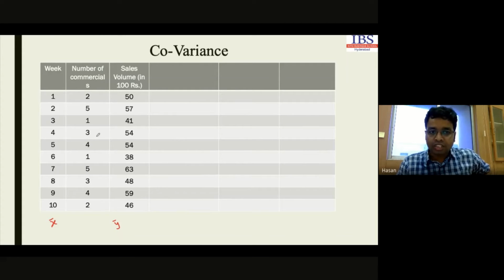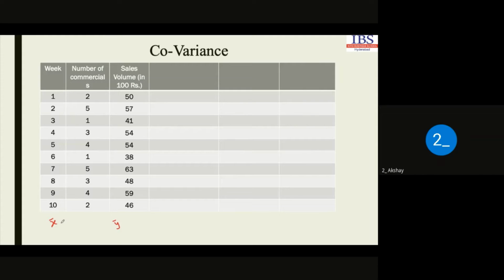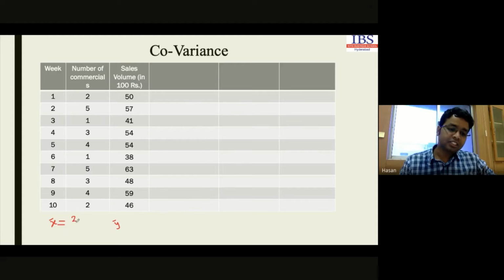Can anyone tell me how to get the average and what will be the average here? x bar is 3, 30 upon 10. Excellent. So you have to add all of them and divide by the number. So it will be 3, right?